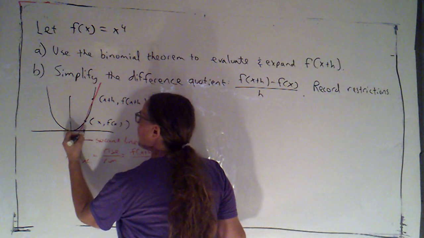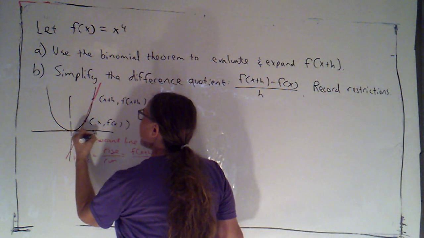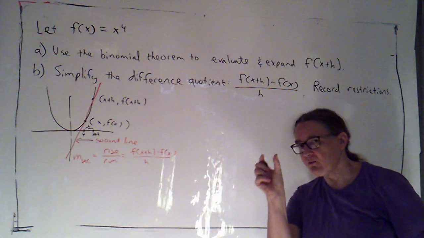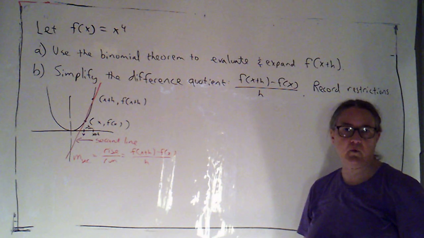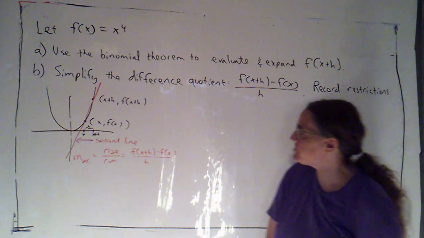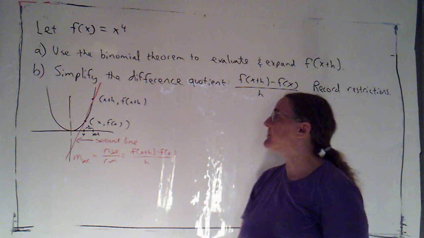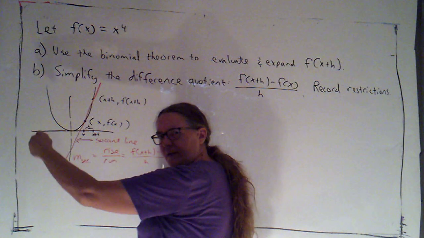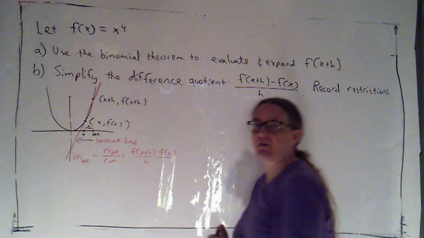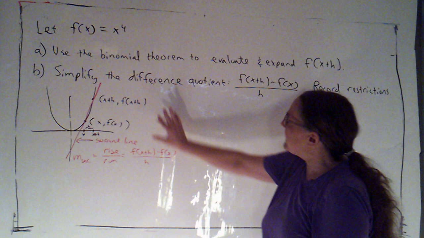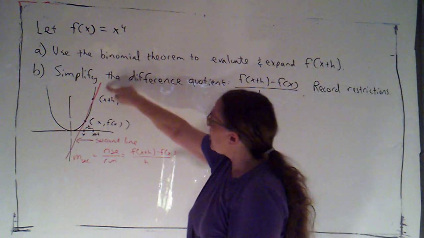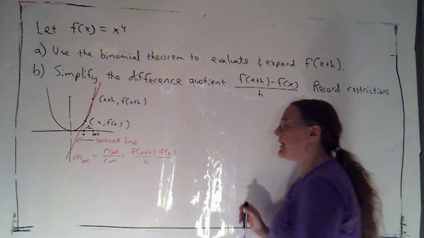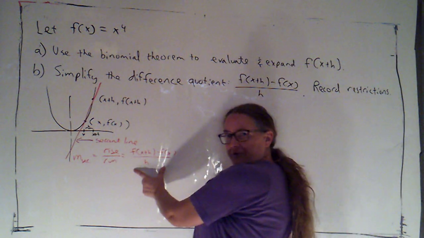If this x value is at x, and this x value is at x plus h, I'm essentially letting h represent that horizontal distance between the points. Now in this case, h is a positive number, so it really is a legitimate distance. If h were negative, x plus h would just end up being a point on the left, on the other side of x. So that gives me these 2 points. If I draw in the line connecting them, we call that a secant line, and the slope of that is what this difference quotient is.